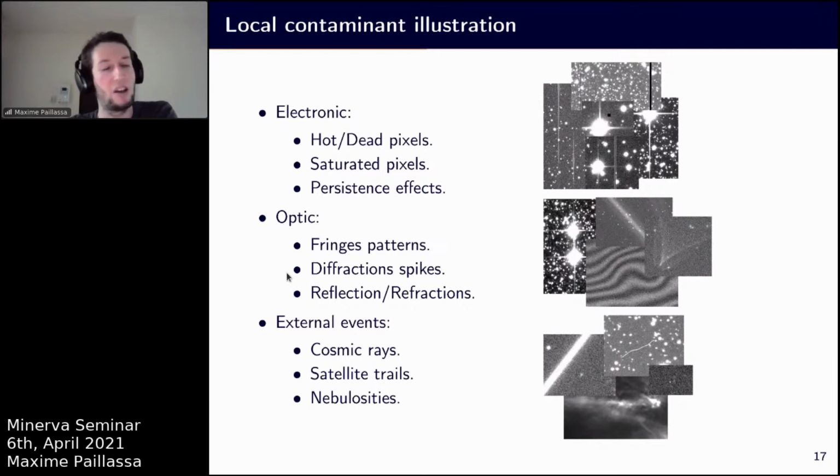We can have contaminants coming from optical sources, for example residual fringing patterns, the diffraction spikes of stars, and reflection and refraction that can occur in the telescope, and that are very common now in wide field cameras, which use a lot of correcting optics. And finally, we also have contaminants coming from external events, like cosmic rays, which can be worm-like here or more punctual, depending on their incidence angle with the detector. And satellite trails, for example here, or nebulosities, which are a bit of a particular case because nebulosities are also astrophysical objects, but we consider them as contaminants because they can disturb the source detection or measurement process, and so we need to identify them.